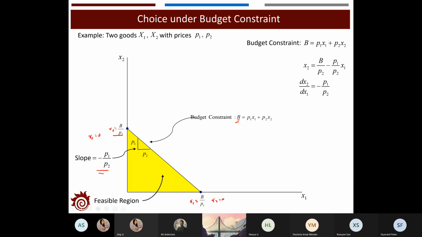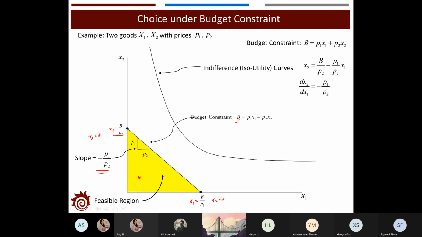And any point behind this line, in this yellow region, we define as the feasible region. If there's any point above this line, it means that the budget will be higher than B. Only for the points within this yellow region does it mean that the budget is less than the value of B. But of course, we want to find the solution along the straight line, along the black line, which can help us to fully utilize the budget.